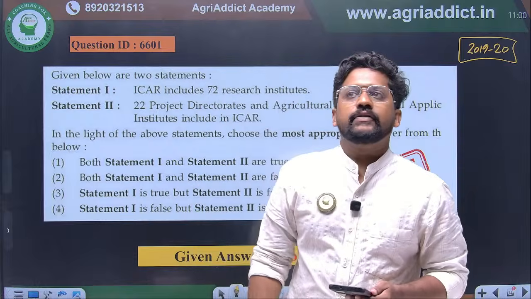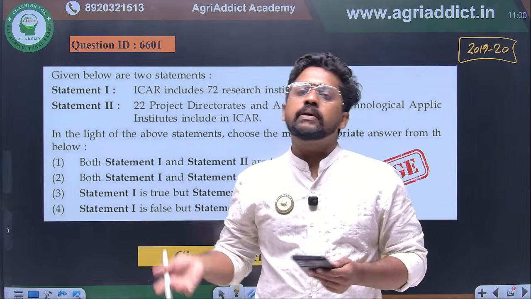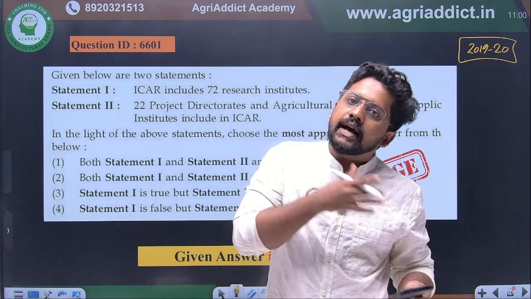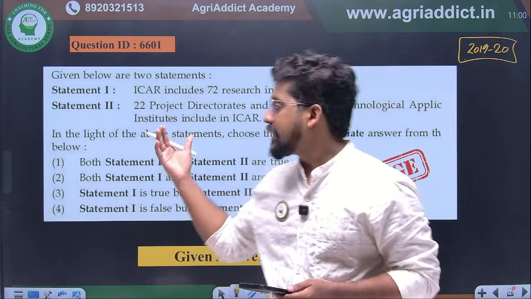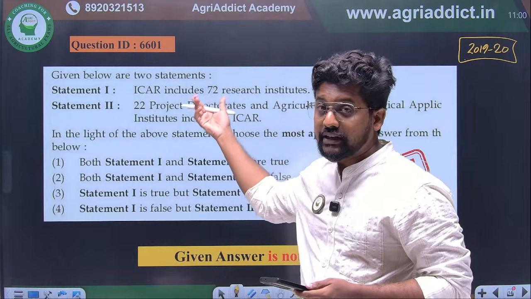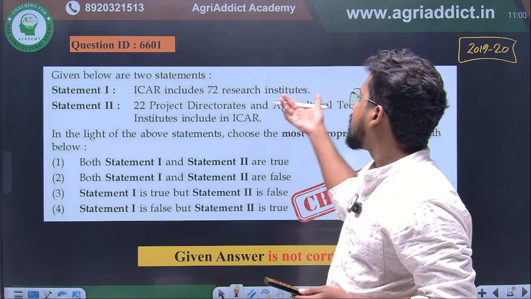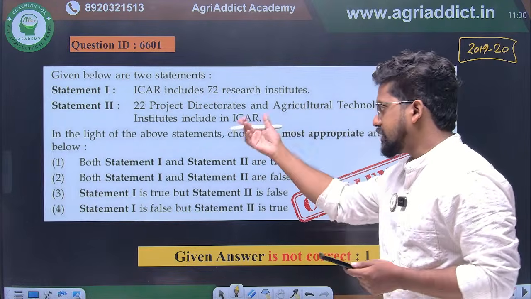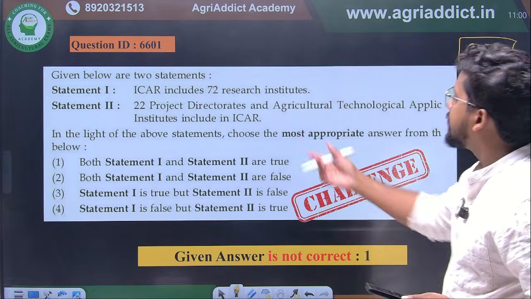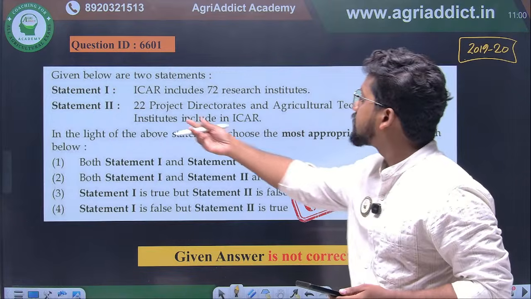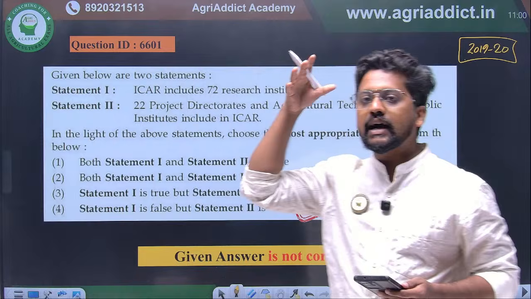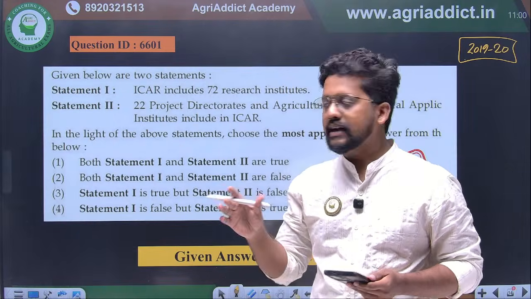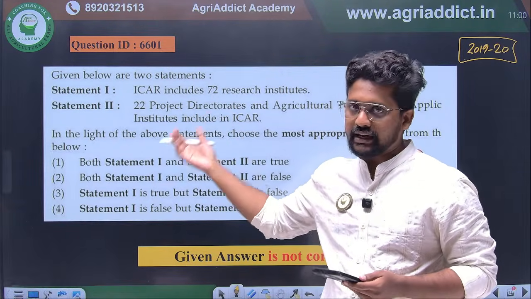But we don't know whether they will be changing it or not, but you can challenge it, because this data was actually 6 years old, and the numbers have significantly increased. Right now we have almost 73 or 74 ICAR research institutes. Then the project directorates also increased. Even in the next year, in 2022 itself, the project directorates increased to 23. So as per the current data published by ICAR, these numbers have significantly changed.